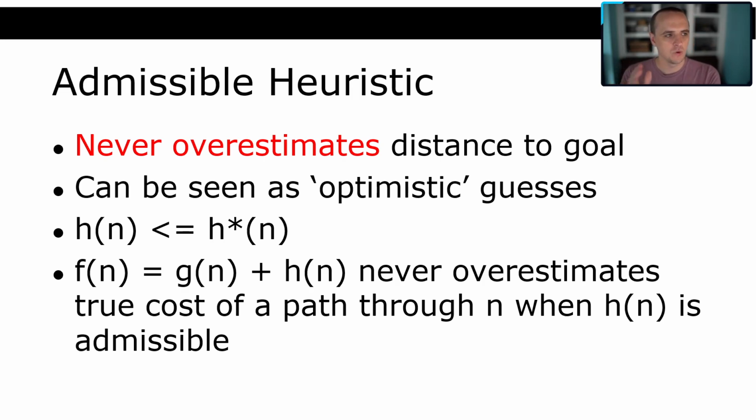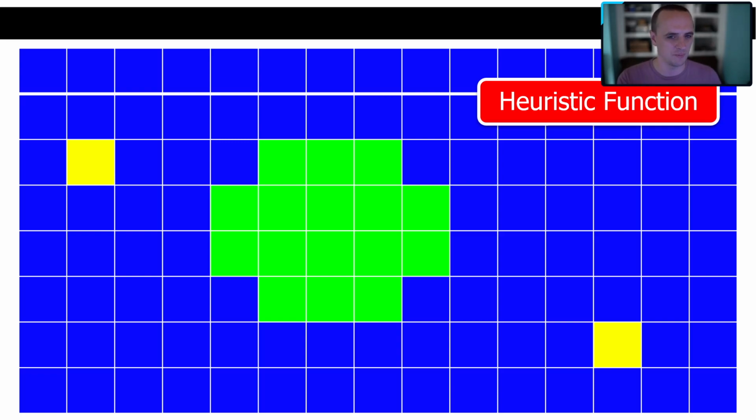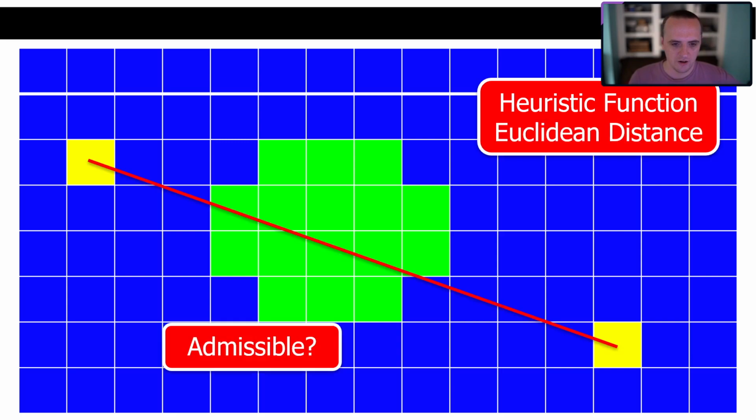So we'll come back to this in a second. But first, let's look at some examples of a heuristic function. So here's an example of the Euclidean distance, right? We looked at the Euclidean distance before, and I kind of answered this before, but tell me in the chat, is the Euclidean distance an admissible heuristic?